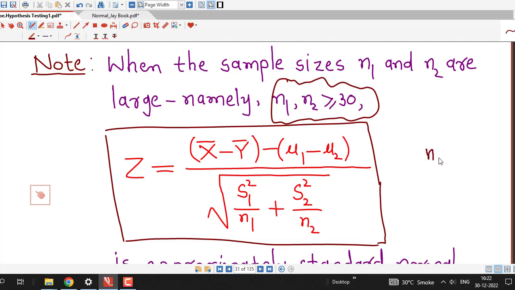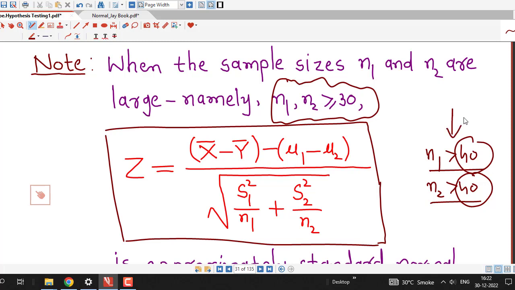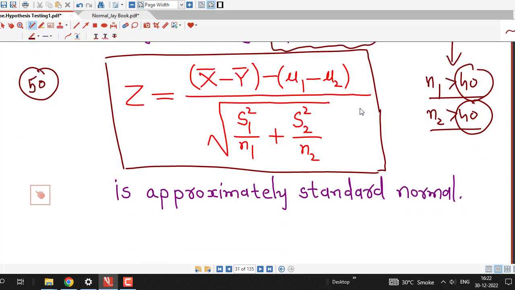Some authors consider this boundary as 40 also, so that is also valid. Different authors consider different boundaries for large and small samples. Some authors consider samples with size greater than 40 as large. Some consider sample size greater than 30 as large. Some are considering 50 also. But we will consider the samples as large if their sample sizes are 30 or bigger than 30.